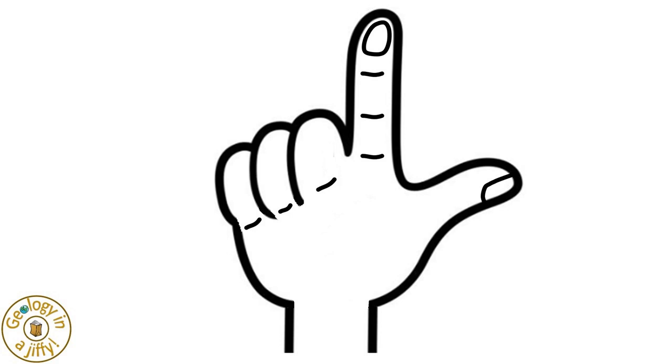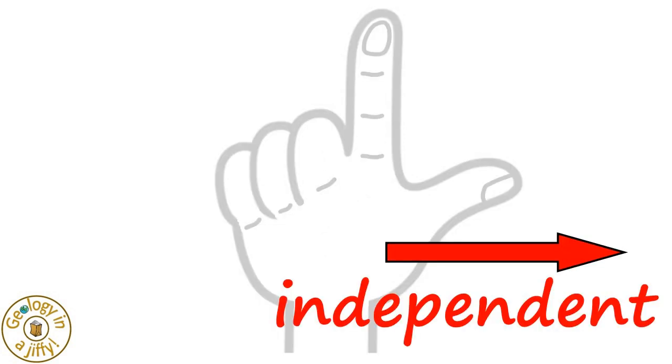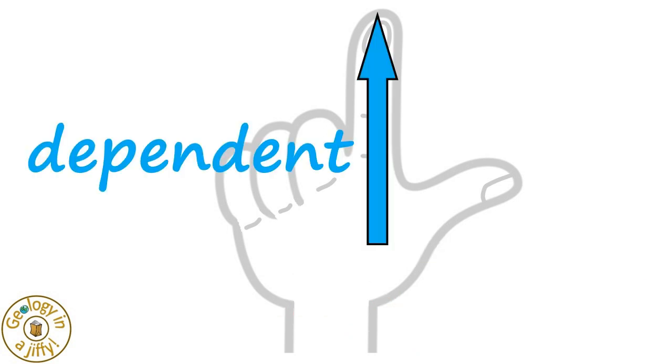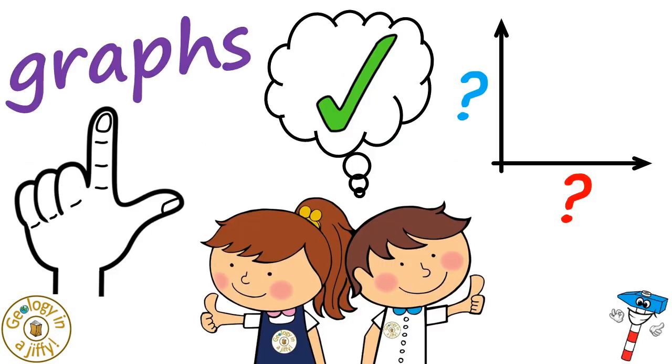Our left hand, which we can use to model graphs, with the sole thumb pointing out across the bottom as our independent variable, and the finger pointing upwards as the dependent variable. Our left-handy model to help remember what goes where on our graph axes. Aren't graphs so much easier to understand now?